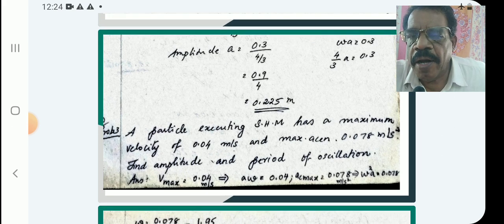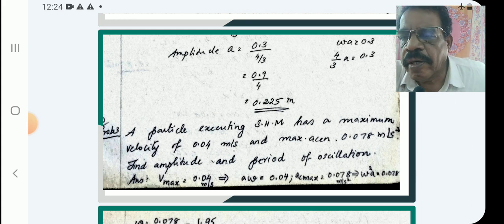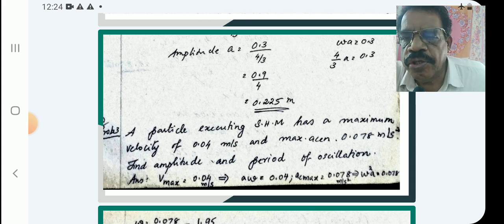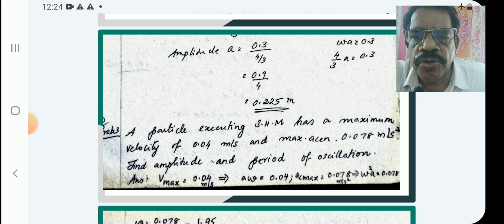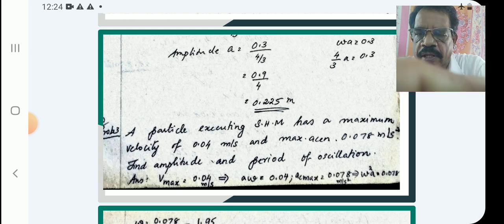Next problem, it is a homework-like problem: a particle executing SHM has a maximum velocity of 0.04 meter per second and maximum acceleration 0.078 meter per second square. Find the amplitude and period of oscillation. The answers are given there.